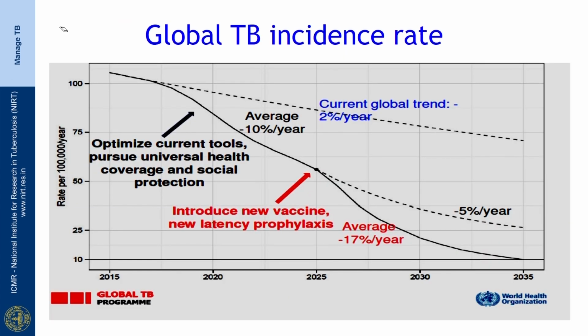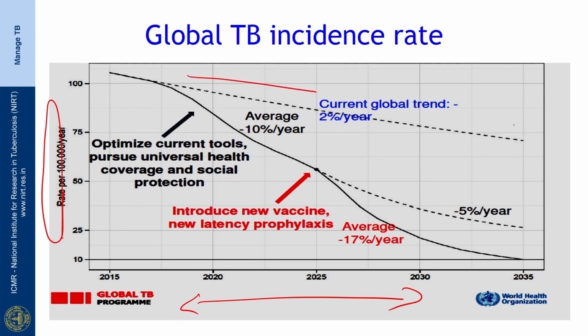This slide shows you the global TB incidence rates. The x axis shows the rate of TB per 100,000 population per year, and the y axis is the time, 2015 to 2035. The current rate of decline of TB incidence is about 2% per year. This rate of decline is not enough for us to achieve a 90% reduction in TB incidence, which is this line. At the most we will achieve about 25% reduction by the year 2035.